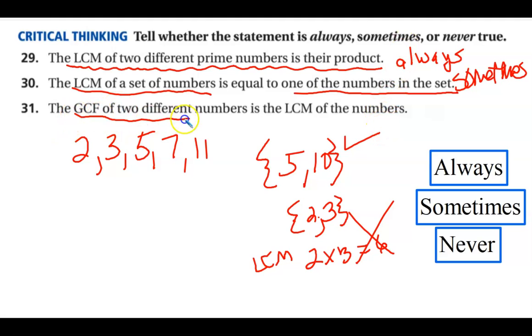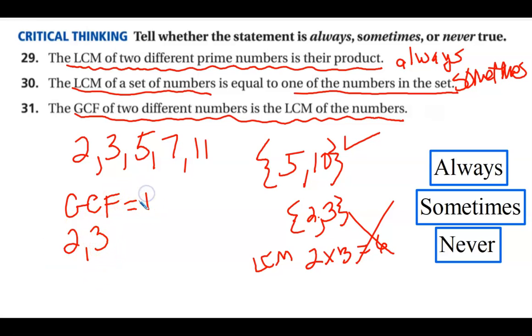The greatest common factor of two different numbers is the least common multiple of the numbers. Wait, what? That doesn't even make sense. How can the greatest common factor be the same as the multiple? Okay, I don't know. So here's what I'm going to do. I'm going to pick the greatest common factor. I'm going to use my prime numbers of 2 and 3. They're prime, so the GCF is 1. That's the only number they have in common. But I know the multiple is 2 times 3, which is 6. 1 is not the same as 6, right? I think we're going to run into this problem every time, because remember, factors are smaller and multiples are bigger.